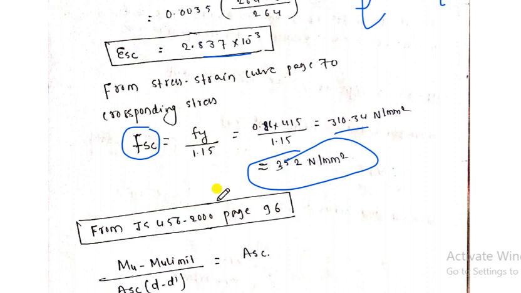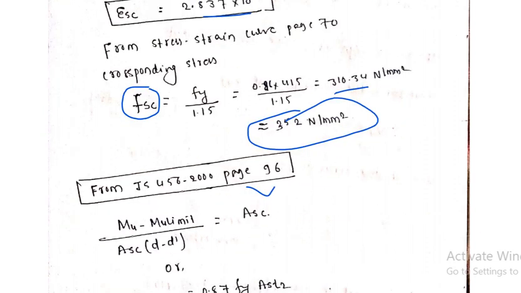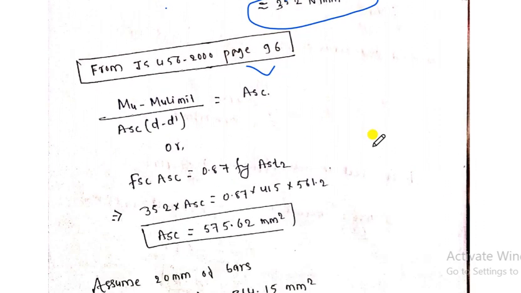From page number 96, as you know, now we need to calculate ASC, the area of steel in compression. We have already calculated FSC, so we can easily calculate ASC now. ASC is equal to (MU minus MU limit) by (FSC times (D minus D dash)). This formula is given in the IS code book, page number 96.